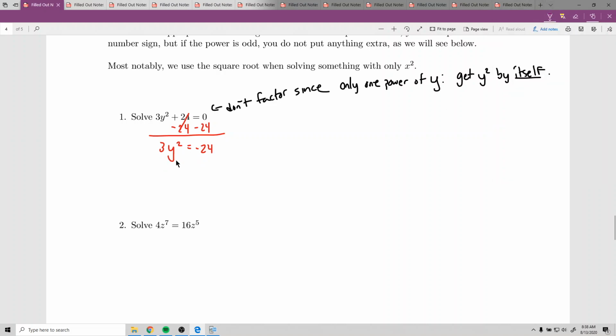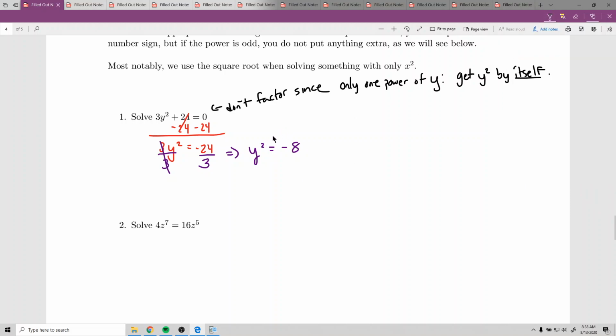And then we want to get the y squared by itself. We divide each side by the 3. You must divide by the 3 before you worry about getting rid of that squared, because the 3 in front has to be gone first. We got y squared equals negative 8.